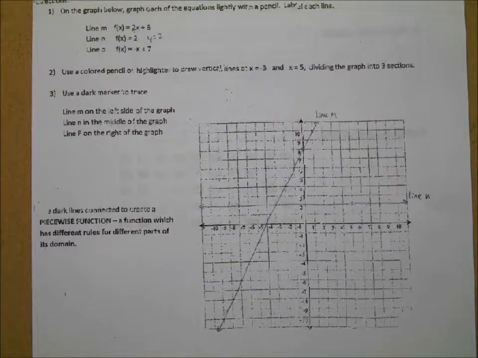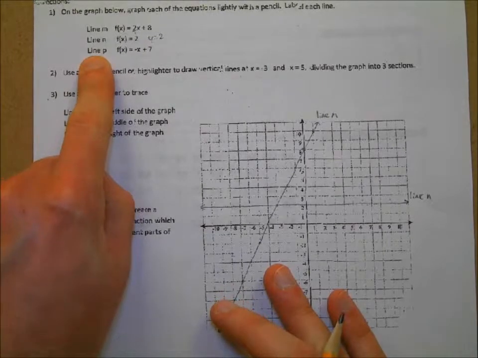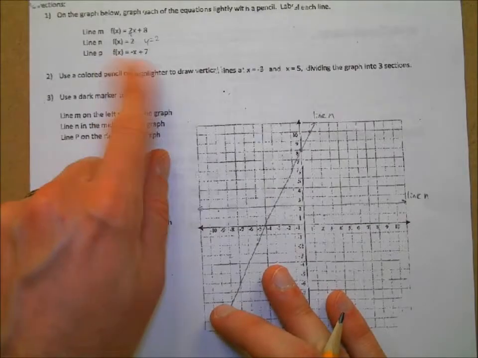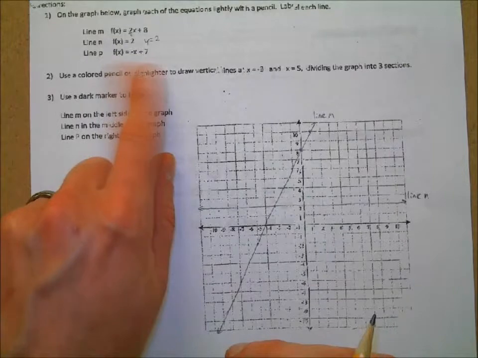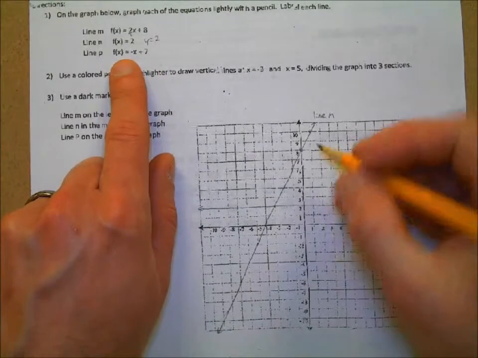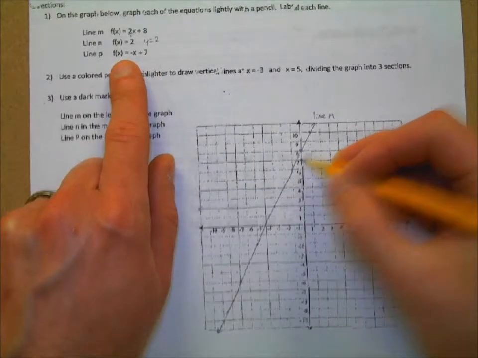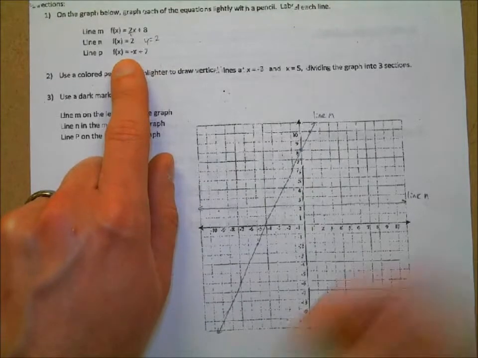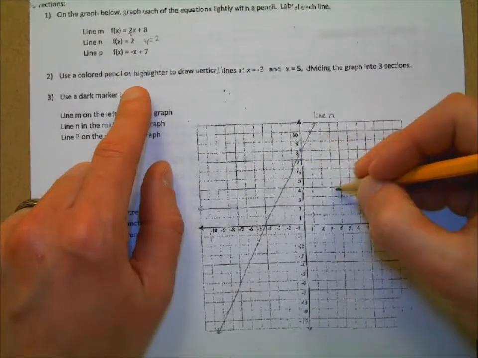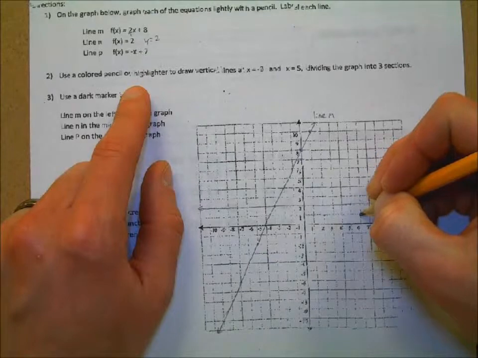All right, and then line P, what is its y-intercept? That's a 7, yeah, it's a 7. 7. And then what's the slope? Negative 1, so we're going to go down 1, right 1, down 1, right 1, and then up 1, left 1 as well.